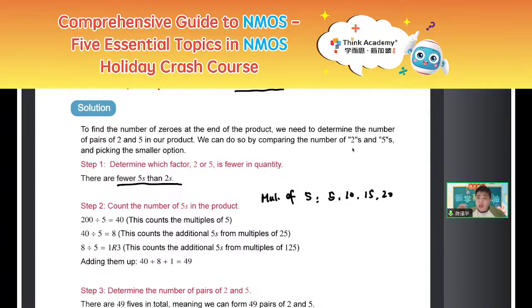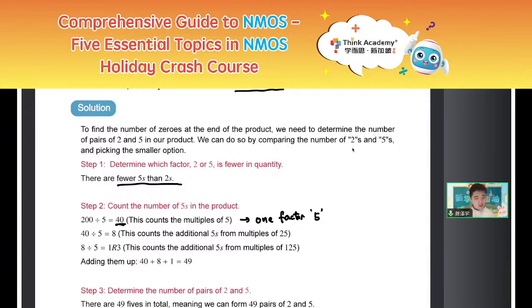So that's why we only need to find out within 200, how many multiples of 5 there are. Yes, 200. All right. So you can follow the steps here. You can see that, first of all, 200 divided by 5 is 40 multiples of 5. Right? So every multiple of 5 will give us 1 factor of 5.